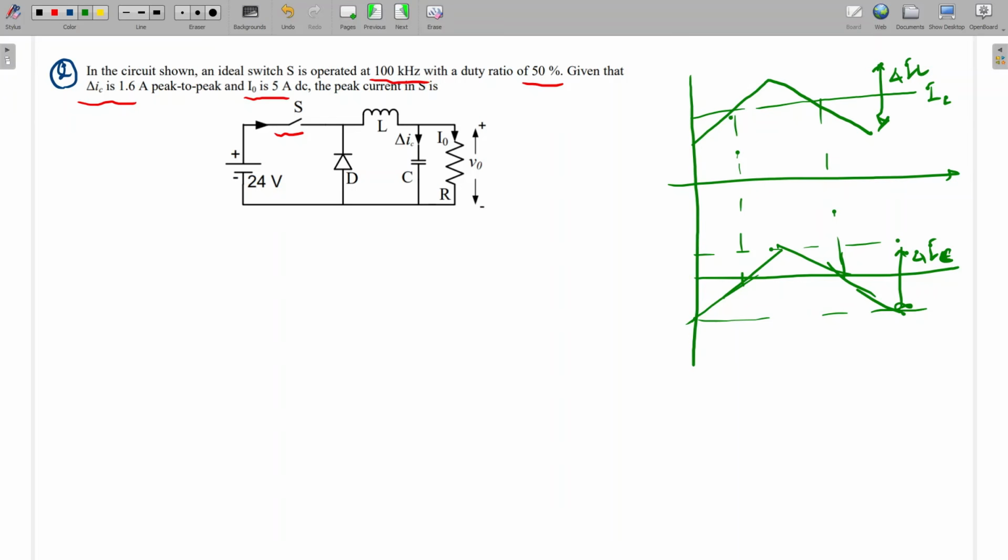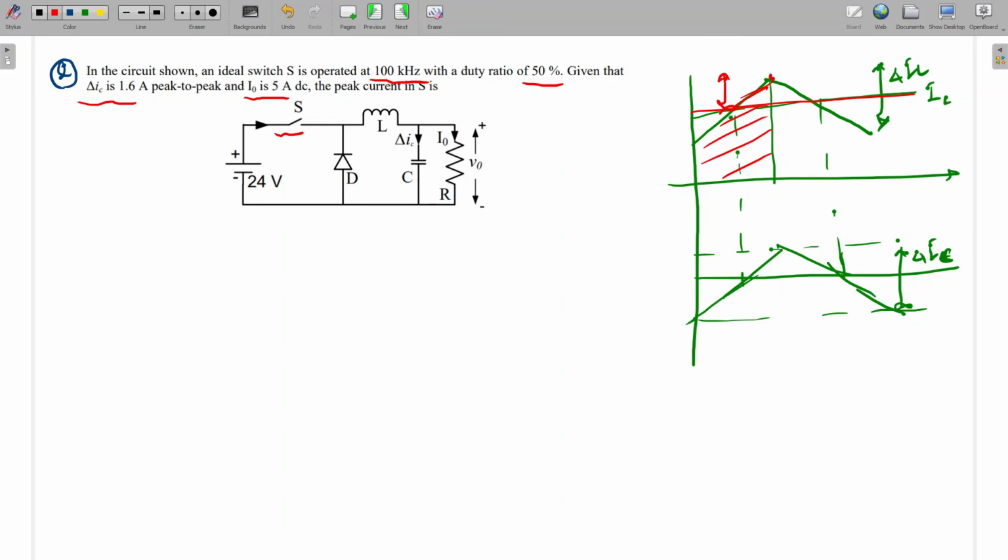So see here, delta IC is given, which means delta IL is given, and that current is flowing through switch one in the first condition. So this is the switch current in the first half. If the average is known, we can add delta IL by 2, and that will be the peak value.